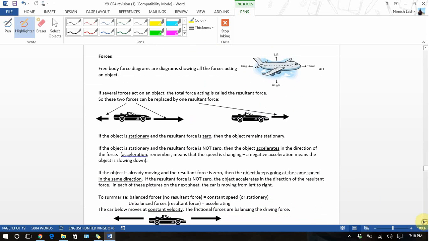After that, we move on to forces. So remember, a free body force diagram shows all the forces acting on an object. So you've got weight, lift, drag, and thrust on a plane. Several forces acting on an object. The total force is called a resultant force. So the two forces can be combined into one to give a resultant force.